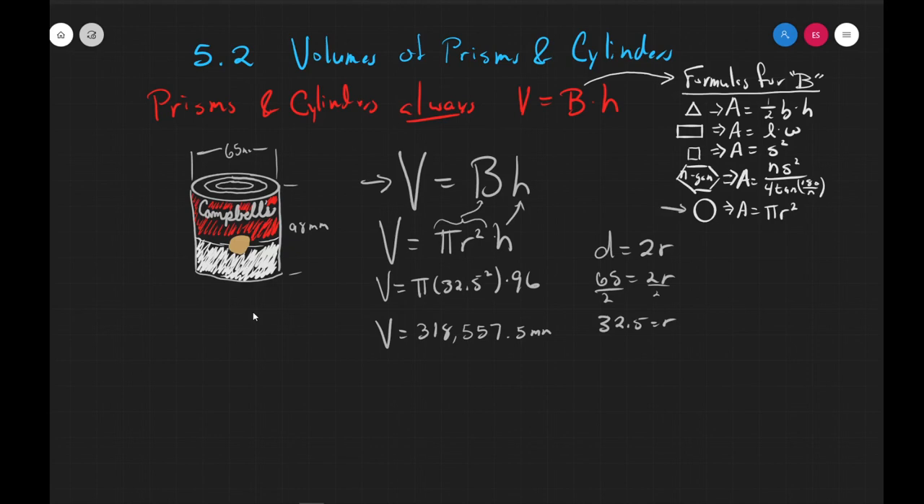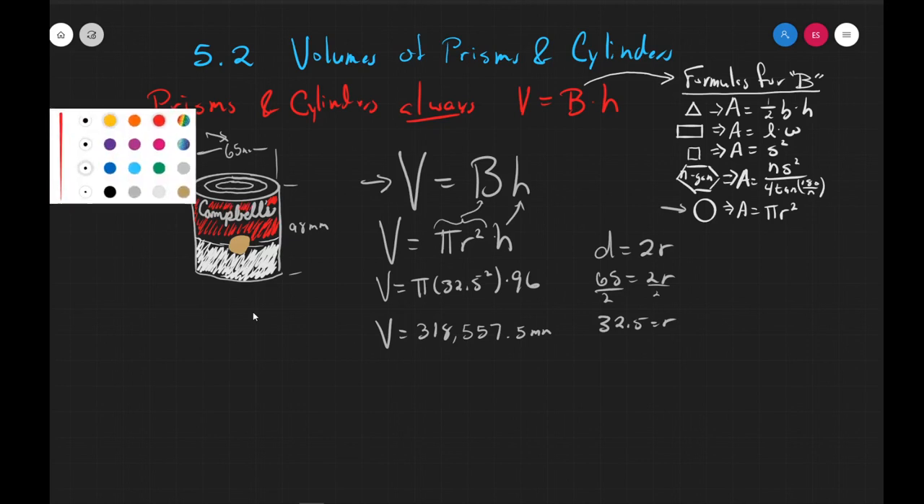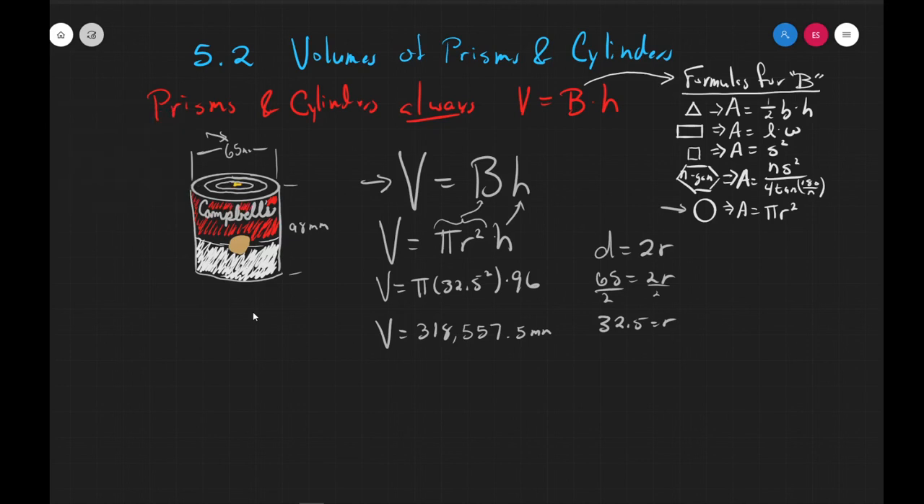So our formula for our base is pi r squared, and then we are just using the height of the can. However, in this problem, we're not given r. This 65 millimeters goes all the way across our circle. Our radius only wants to go halfway. So we just want to start at the center and go from here to here. So we're going to take this 65 and cut it in half.